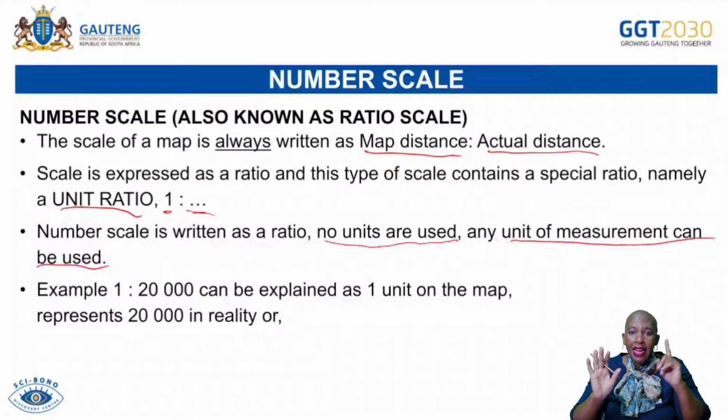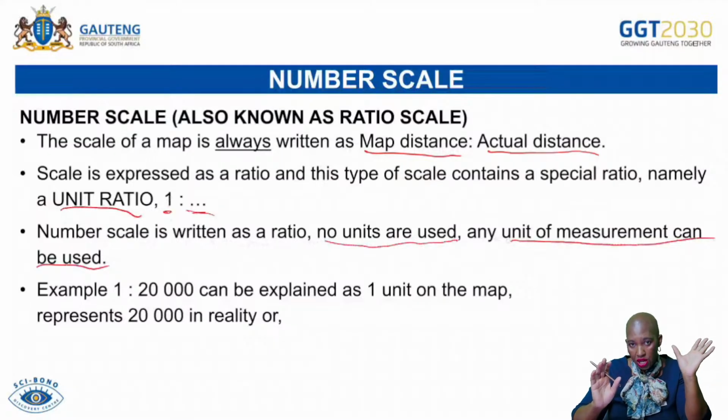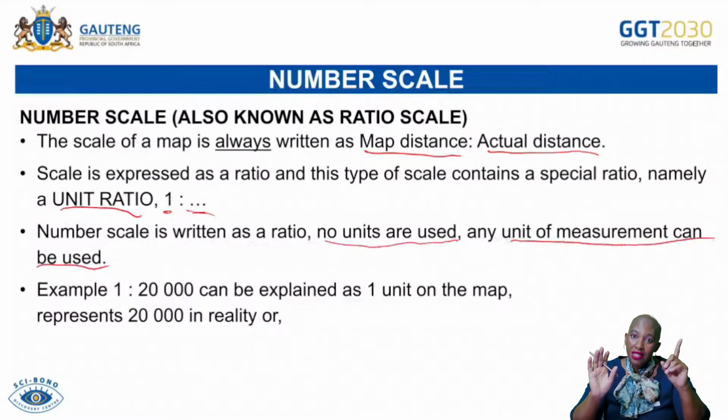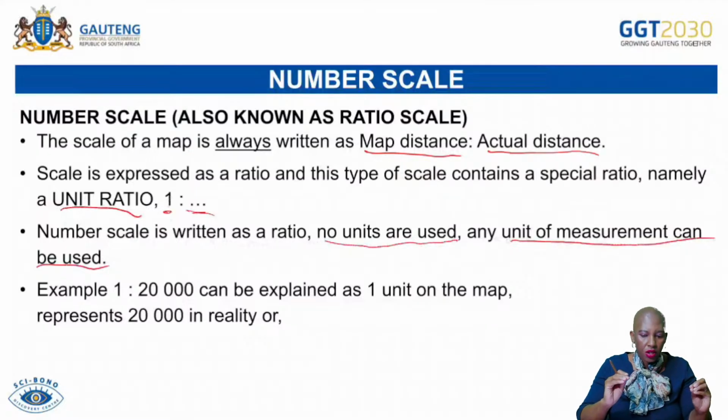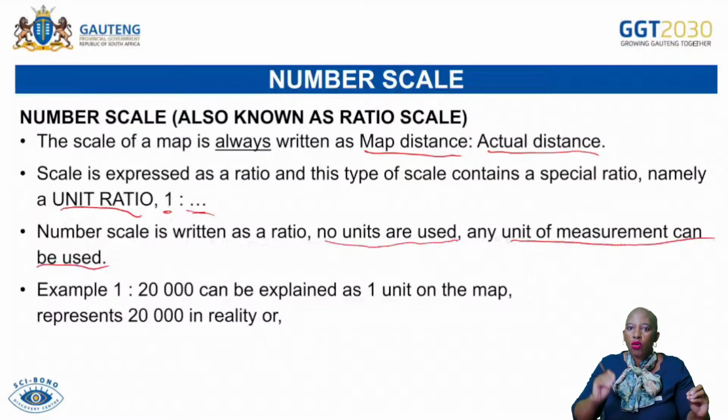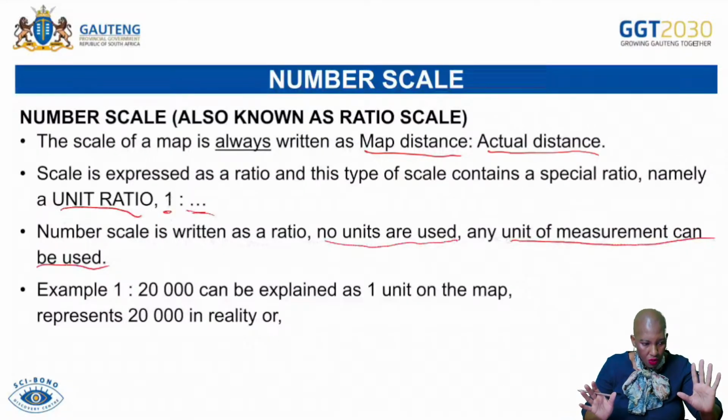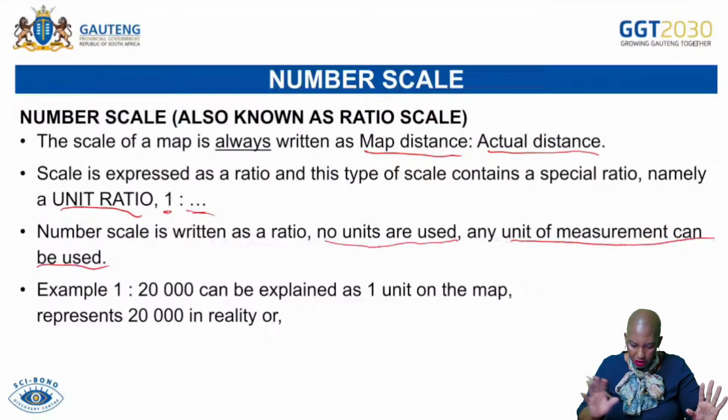Like I said to you, the units, where will they be added? They'll be added in a question. You'll be guided by the question to say, okay, the units that they have measured, was it millimeters or centimeters? That one will come from the given information in the question. But when you write the scale, no units. Don't make that mistake of adding the units to say 1 centimeter on the map represents 100 centimeters. No units. Just 1 unit on the map represents 100 units in reality.